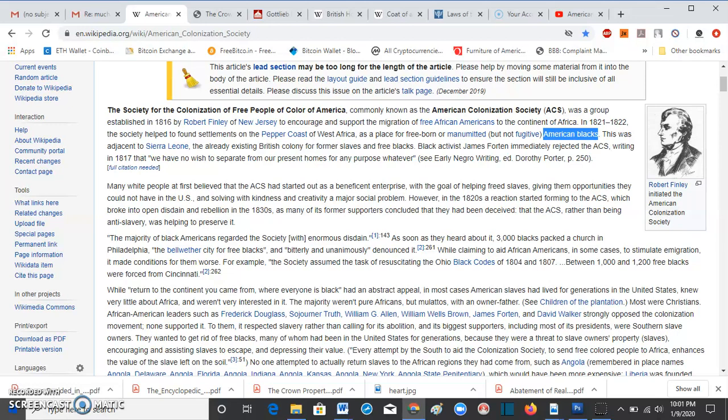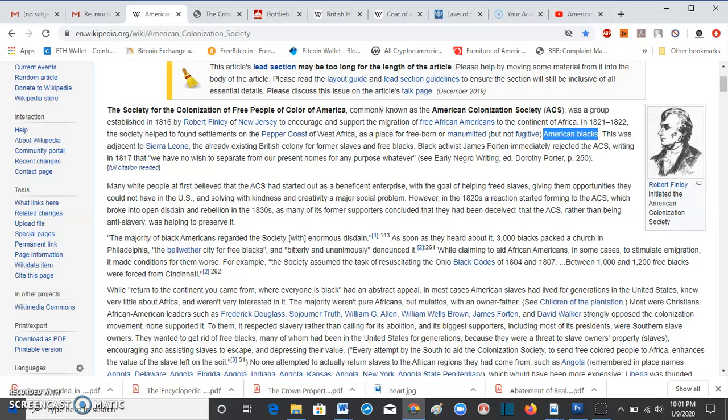And I'm saying they just don't want to tell you that you are the original people of the land. Okay? Most were Christians. Pay attention. African American leaders such as Frederick Douglass, Sojourner Truth, William G. Allen, William Westbrook, James Forten, David Walker strongly opposed the colonization movement. None supported it. So, Frederick Douglass was on his game, right?